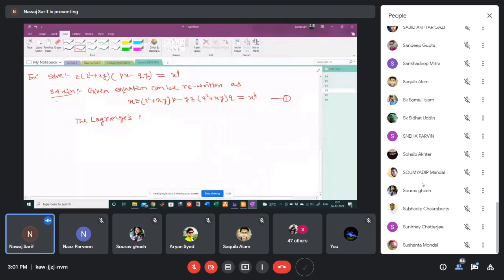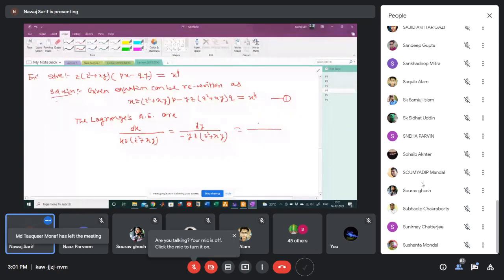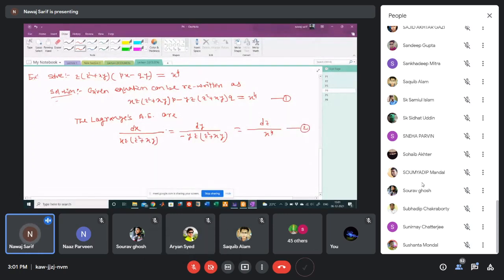Okay. So the Lagrange's auxiliary equations, I'll just write auxiliary equation as A.E. What will be the Lagrange's auxiliary equations? dx by xz(z² + xy) equals dy by minus yz(z² + xy) equals dz by x to the power 4. This is the Lagrange's auxiliary equations.